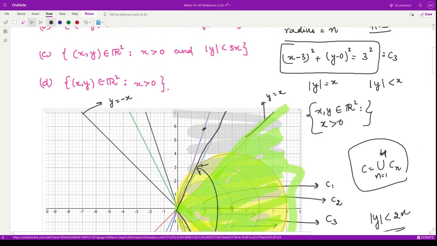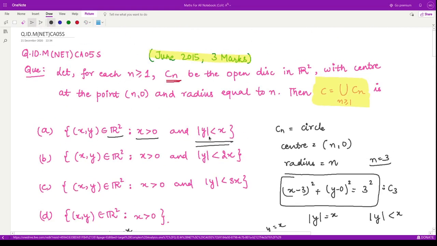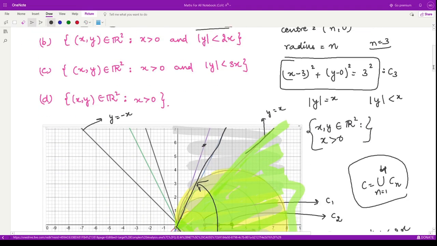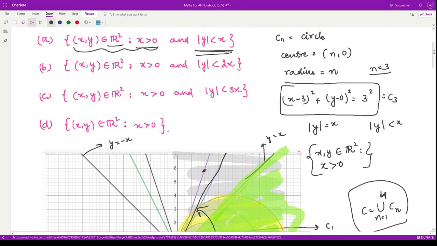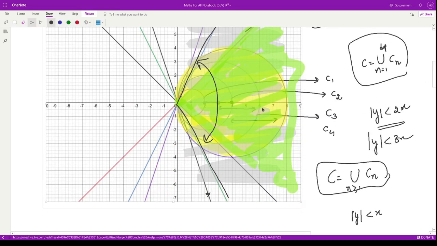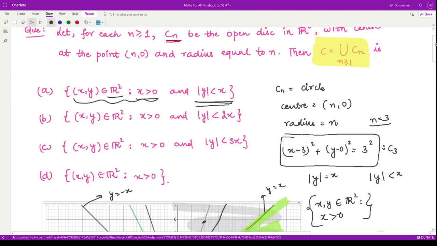Would it be lying in these regions, in the green region for option number 1? For option 1 they are asking mod y is less than x, and we have this right hand side of this complex plane when x is greater than 0, the gray shaded portion and this green shaded portion. So the intersection of these two would only be the green shaded portion. So obviously you can see that the circle over here, this circle C4, is outside this green region, so this option is incorrect.